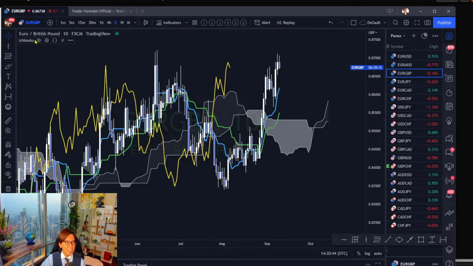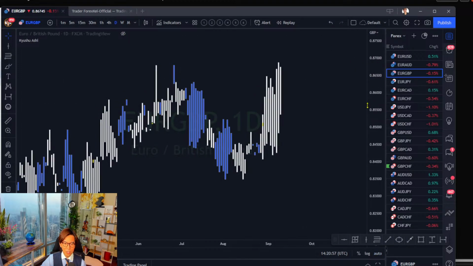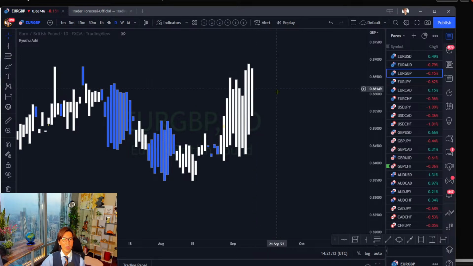Okay, so now let me switch back to the Kyushu Ashi again and see how it looks. If it's a bullish Kyushu Ashi, then the market may break the resistance. So let me check. Kyushu Ashi shows it's bullish, right? White Kyushu Ashi means bullish, so it's an uptrend. But when you start to see the bearish Kyushu Ashi, the blue Kyushu Ashi, then the market may be resisted and might retrace. But so far, Kyushu Ashi shows bullish, so there is a possibility that the market breaks the resistance.